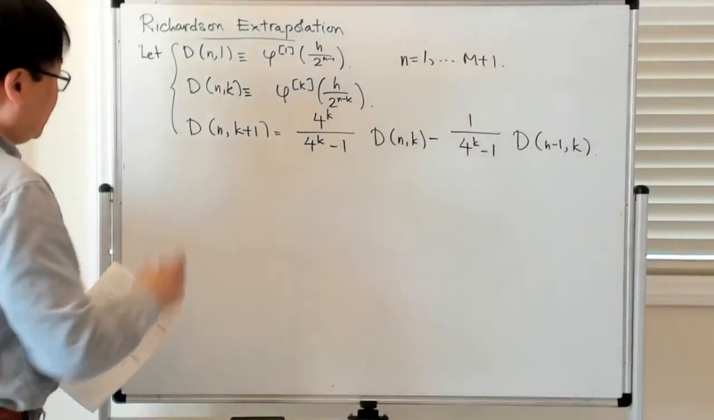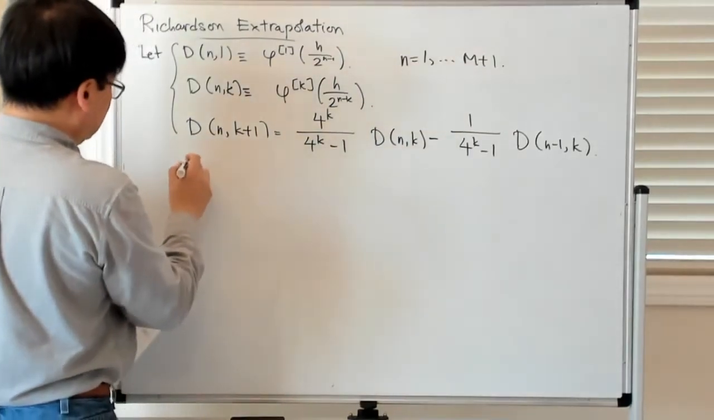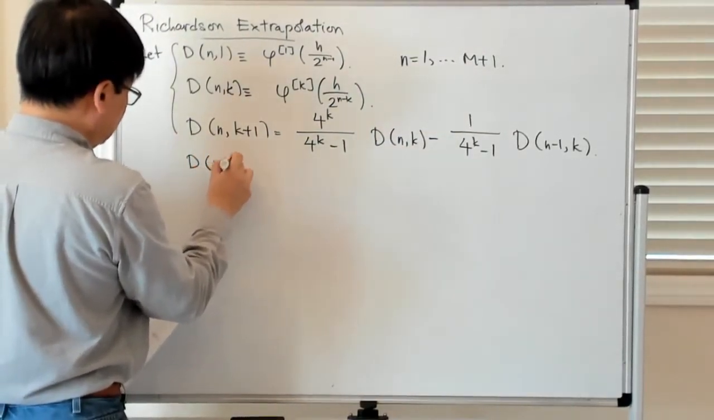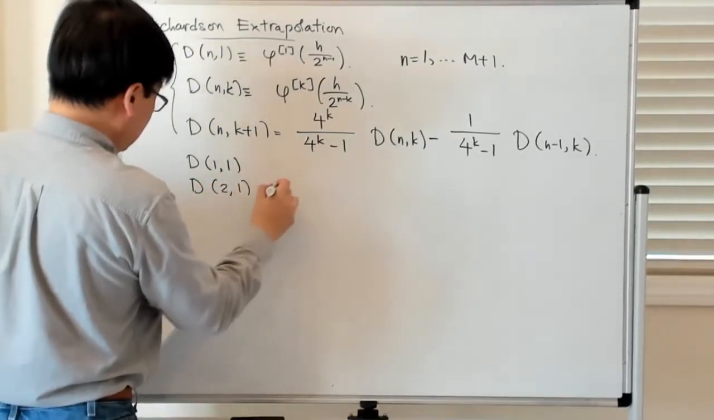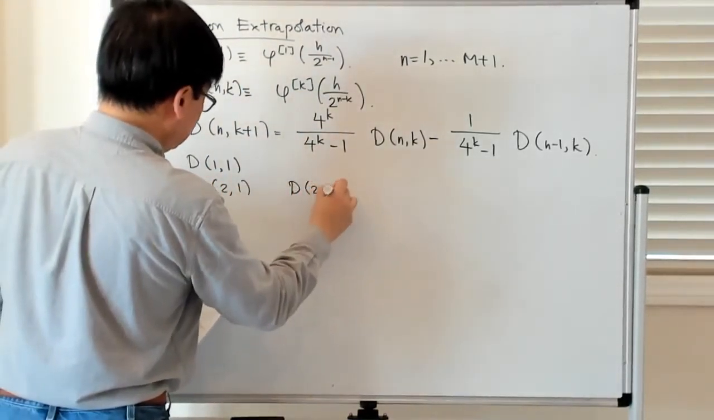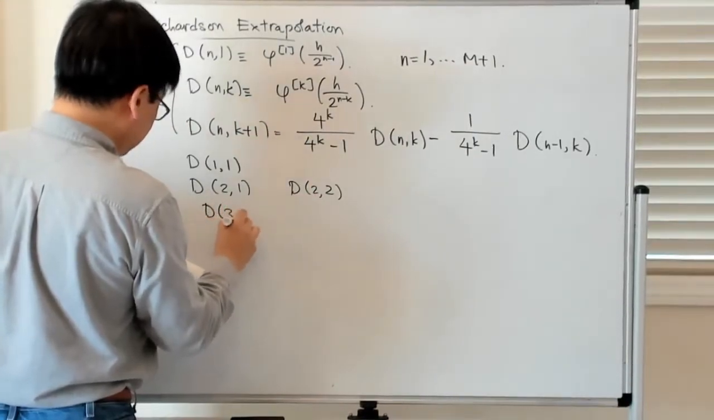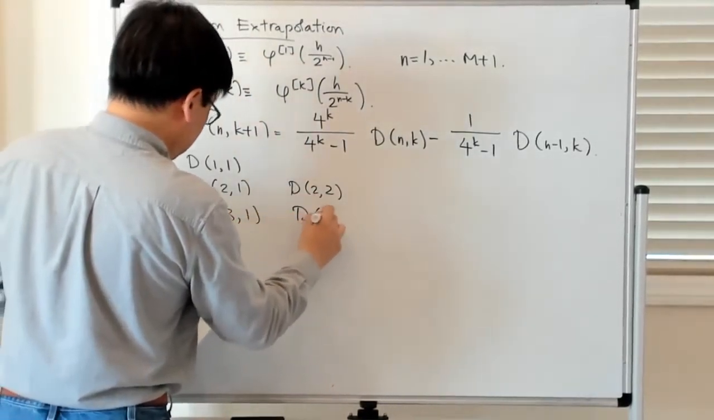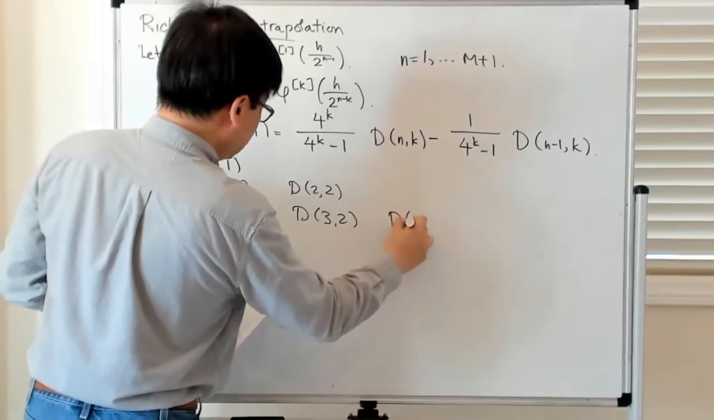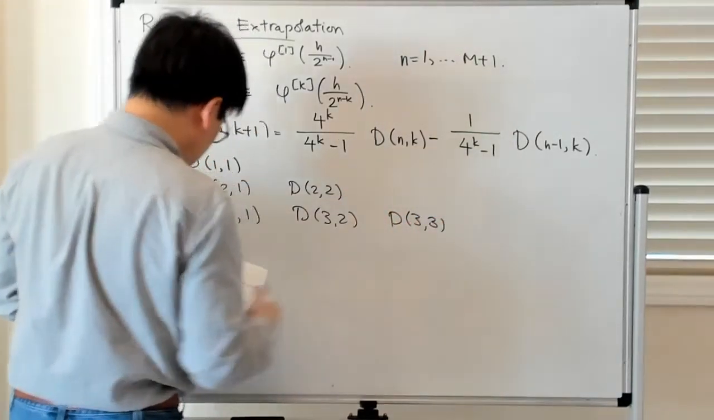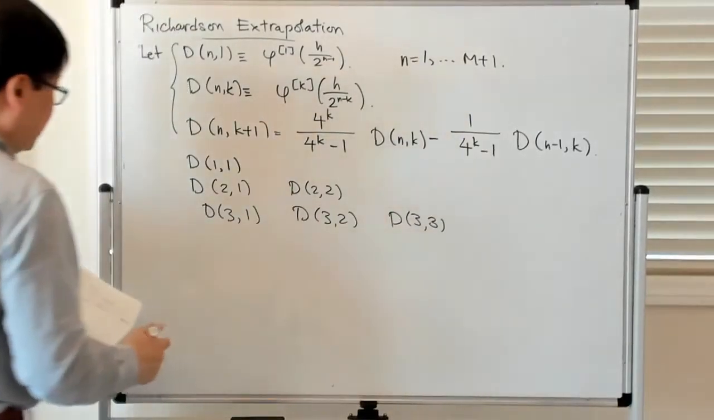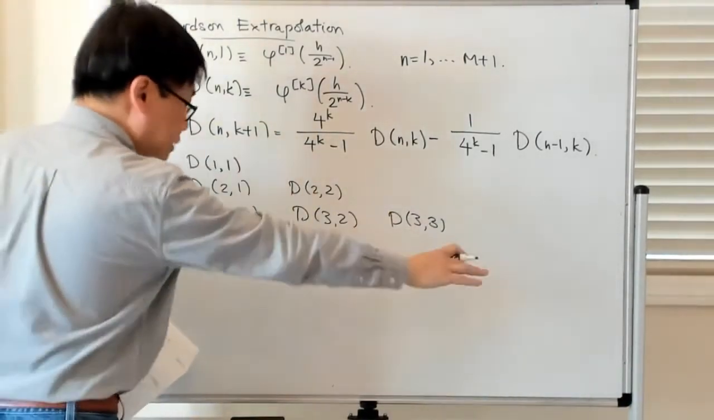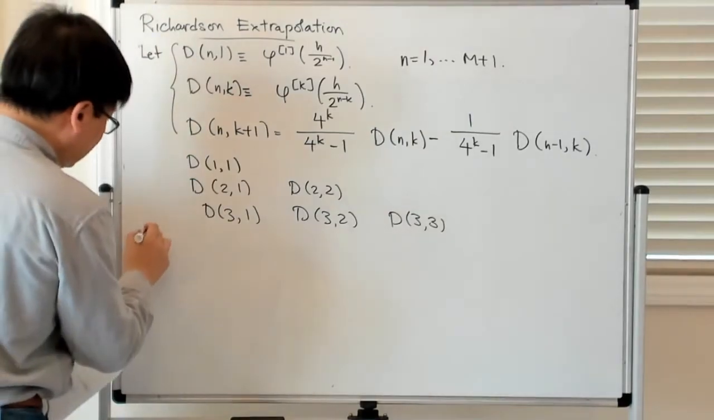And I should say this sets up some sort of triangular matrix. So you have D(2,1), D(2,2), D(3,1), D(3,2), D(3,3), and so on. All right, so let's not worry too much about it. You get some sort of triangular matrix like this, and then I can write down the pseudocode for this.